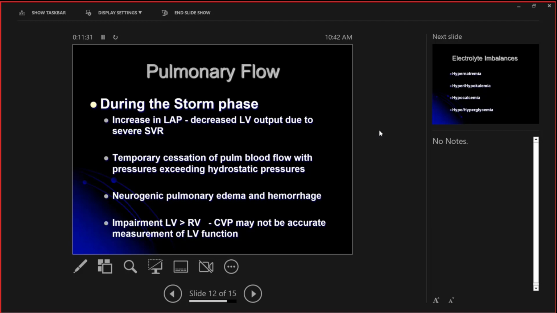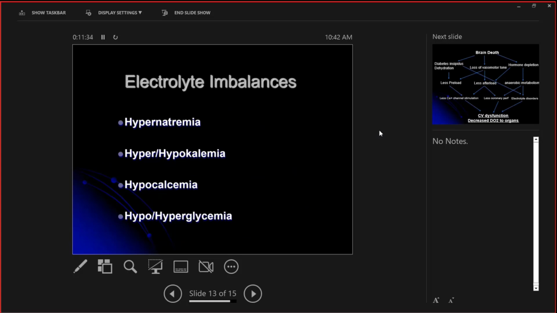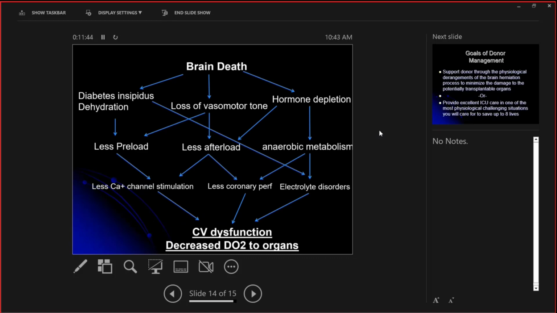The electrolyte imbalances that you can have can be hypernatremia or hypokalemia, hypocalcemia, and hypo or hyperglycemia. Those are all very common to see. So with the brain death process, you'll develop diabetes insipidus, which can lead to dehydration. It can also lead to the electrolyte disorders we talked about. That gives you less preload. With the brain death process, you also have loss of vasomotor tone, which leads to less preload and less afterload. And the hormonal depletion will lead to less preload and less afterload, in addition to some anaerobic metabolism.